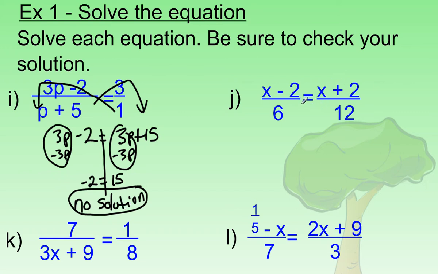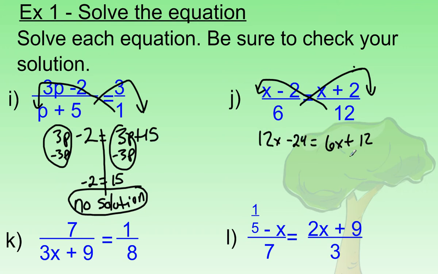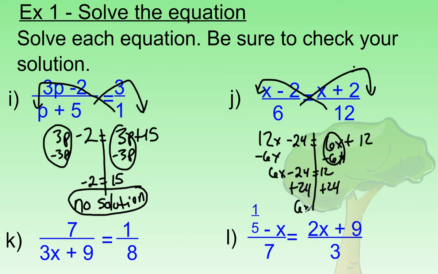Letter J, cross multiply here gives me 6x plus 12. Cross multiply here gives me 12x minus 24. Minus 6x, minus 6x. We're solving the equation now. This cancels. 6x minus 24 equals 12. Add 24 to both sides. You have 6x equals 36. Divide both sides by 6. Cancels. X equals 6.